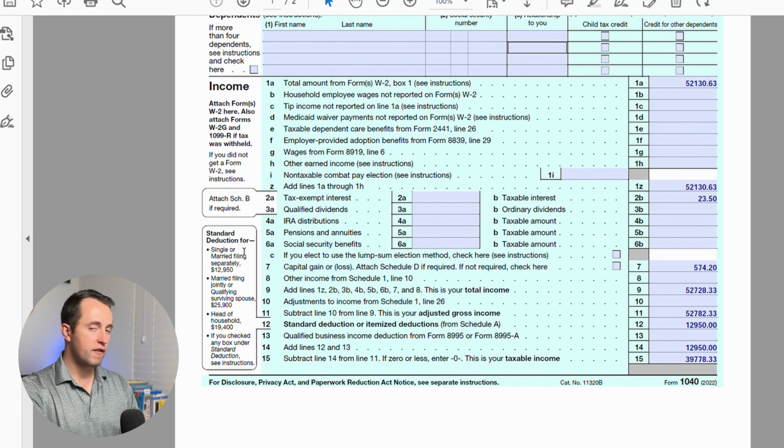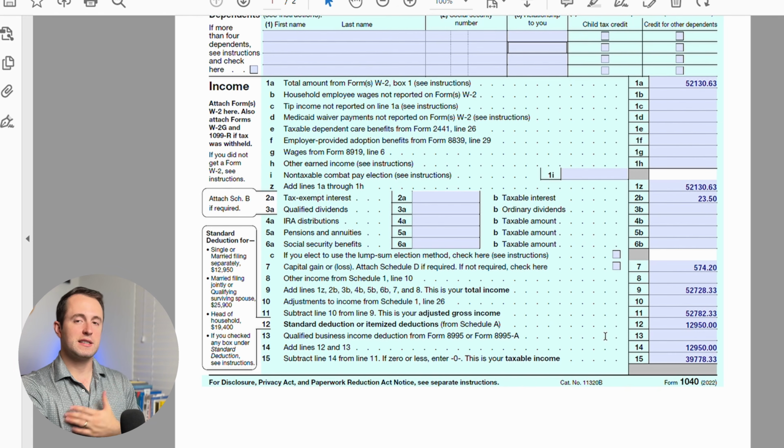So for single, for tax year 2022, you're going to have a standard deduction of $12,950. So we're just going to copy that number and put it in right here in line 12. Now moving on to line 13, this is going to be a qualified business income deduction from Form 8995 or 8995A.